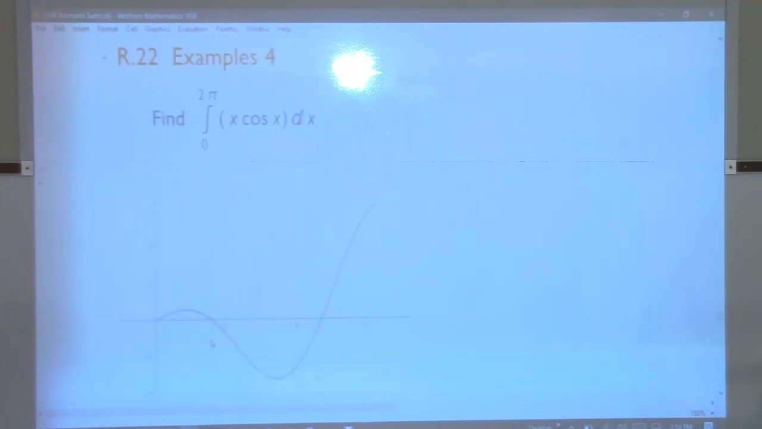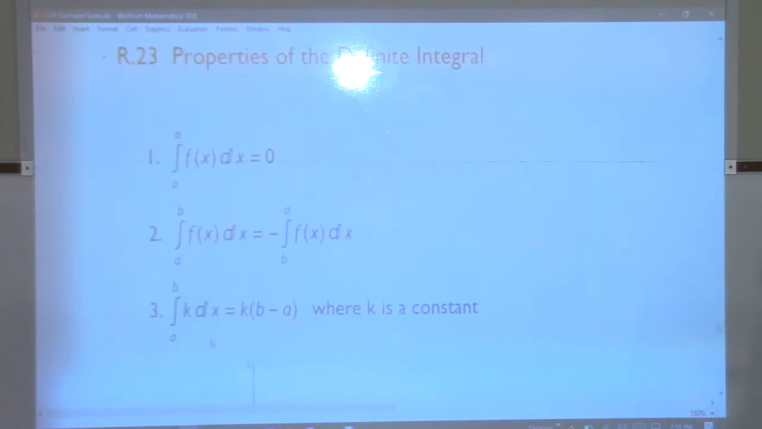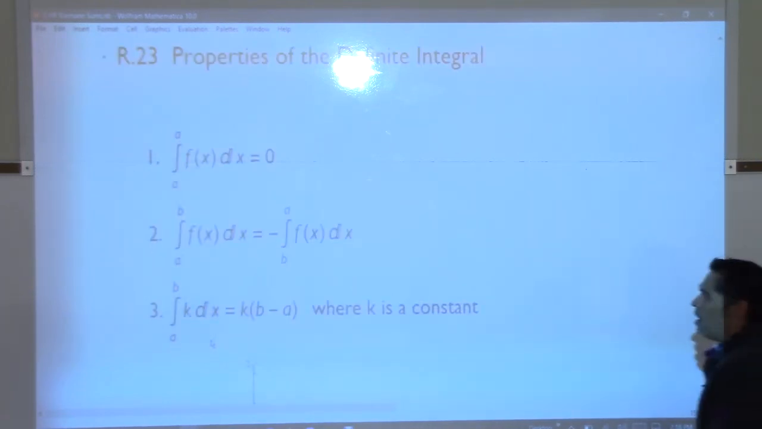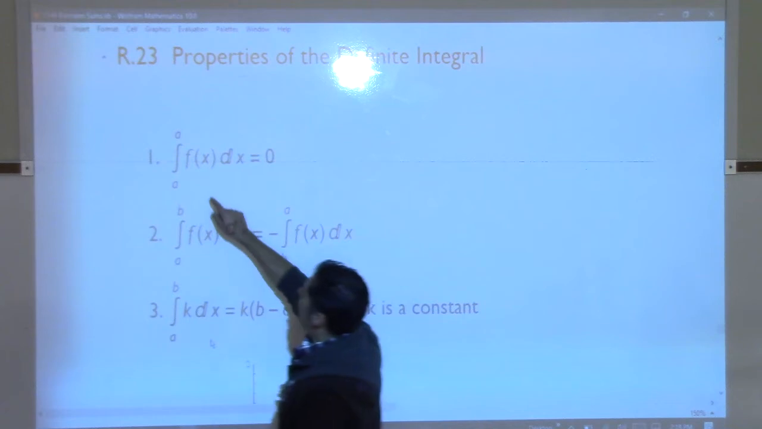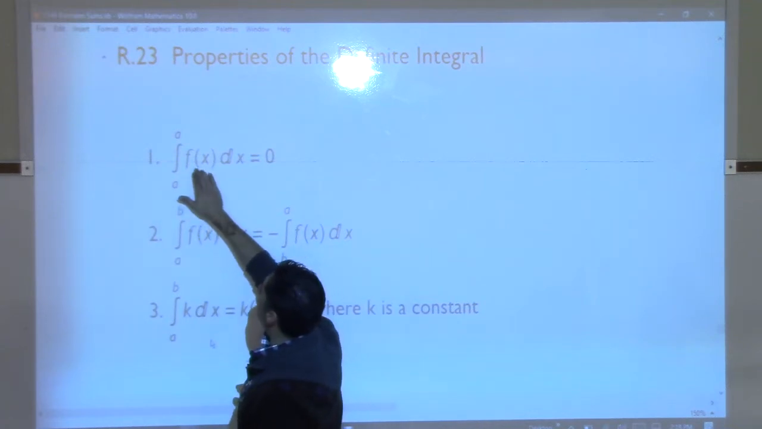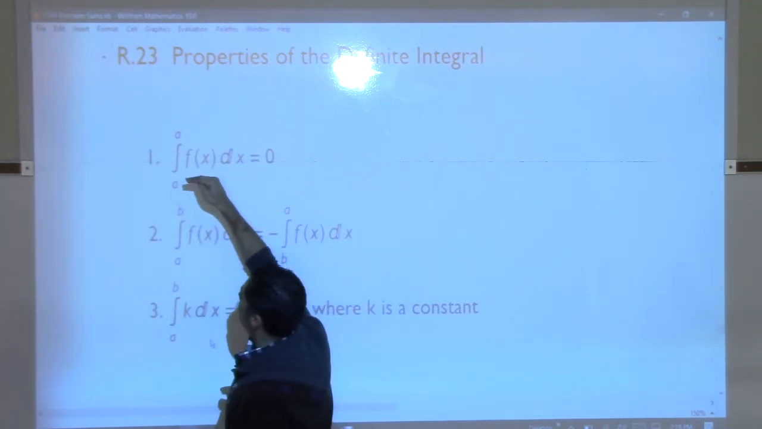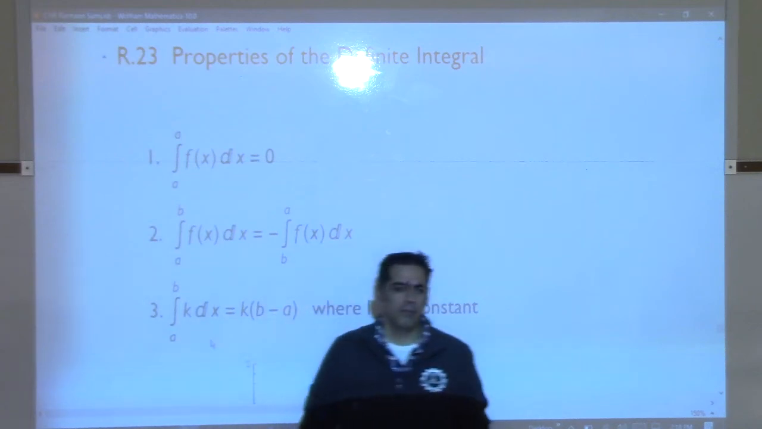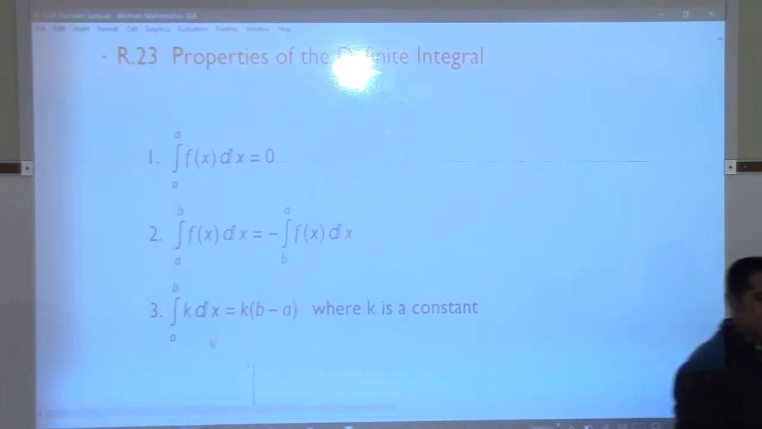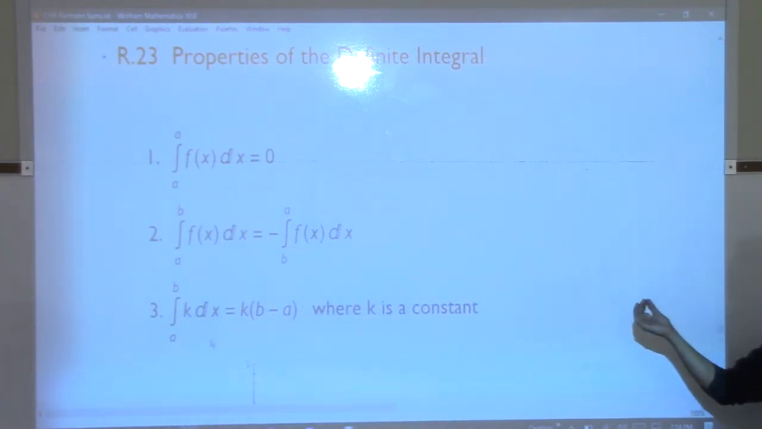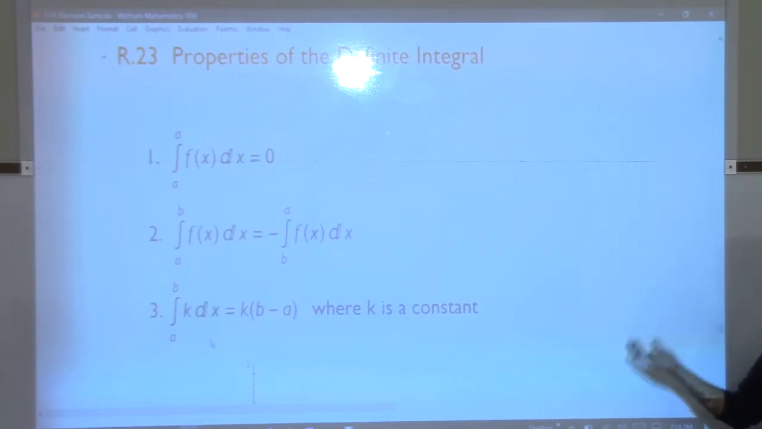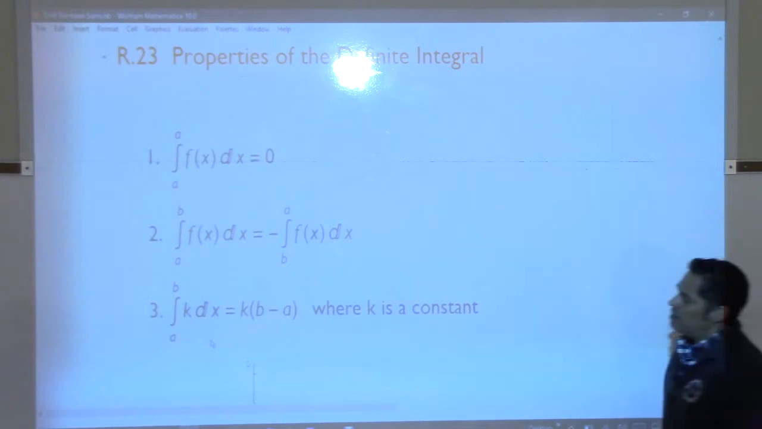I want to get to some properties. Look at this first property. If you want to find the area underneath any function, and you want to start at A and end at A, your answer is 0. Does that make sense to you? Because the interval has no width, so you should have no area. That make sense?